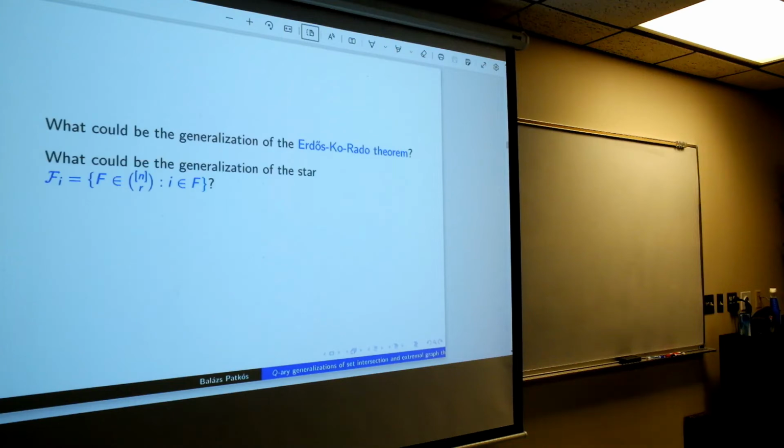Okay, so a generalization of the Erdős–Ko–Rado theorem. Well, first of all, we need to have something in mind for what the extremal family should be.